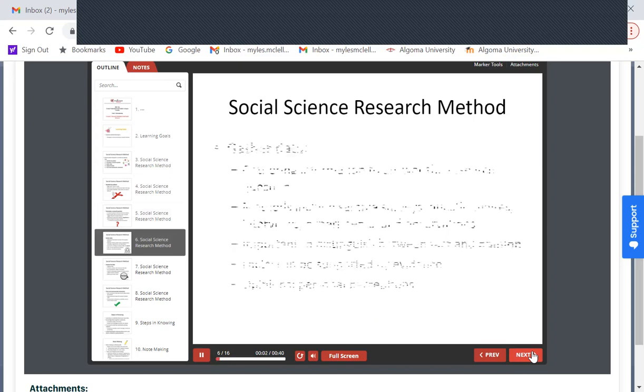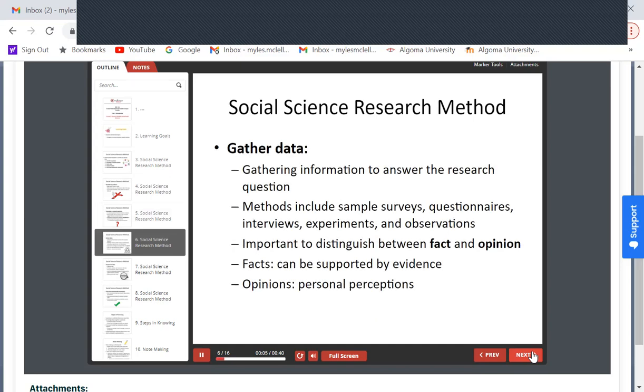So our next step is to gather data. This is usually in order to answer the research question in general. The methods of gathering data include sample surveys, questionnaires, interviews, experiments, and observations. It is extremely important, as we learned in the previous lesson, to distinguish between a fact and an opinion. Facts can be supported by evidence, whereas opinions are personal perceptions. So it's objective versus subjective.